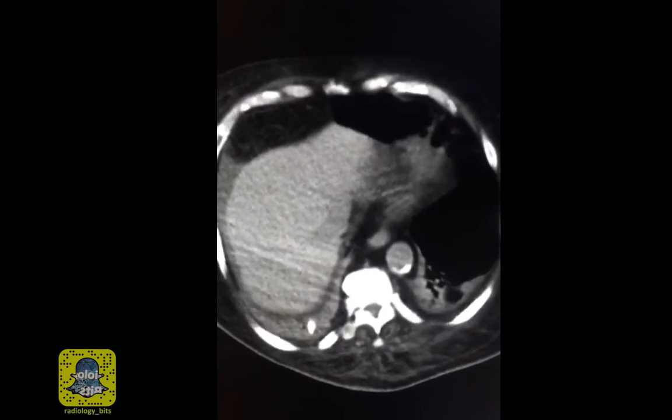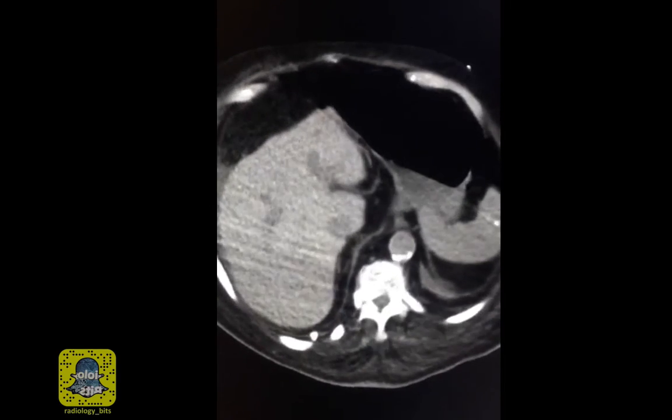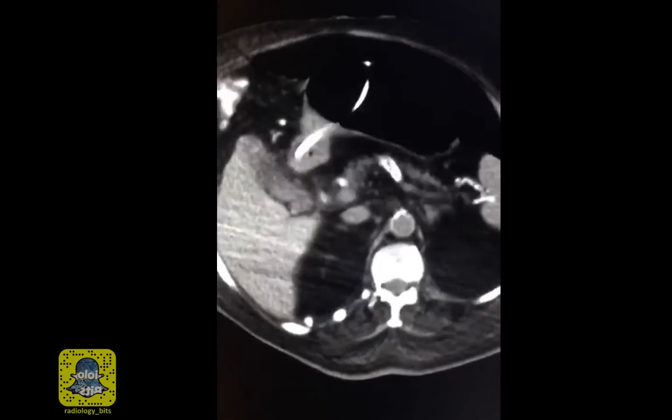This is an abdominal CT scan on an 85-year-old male patient with multiple comorbidities.